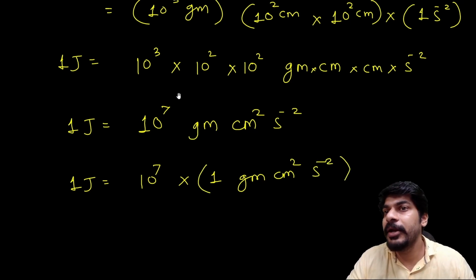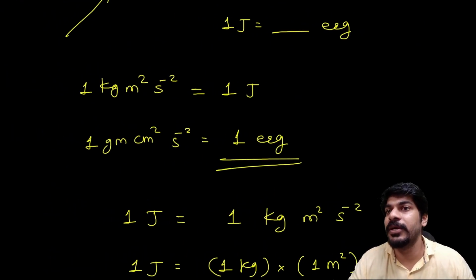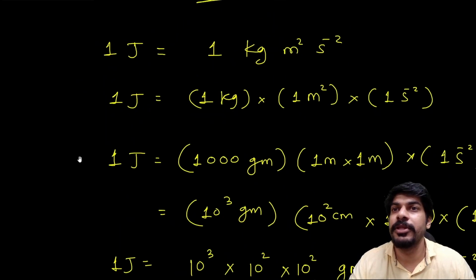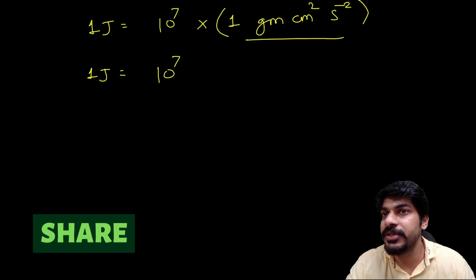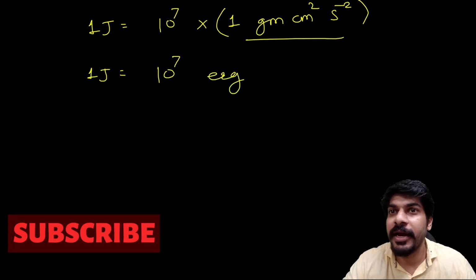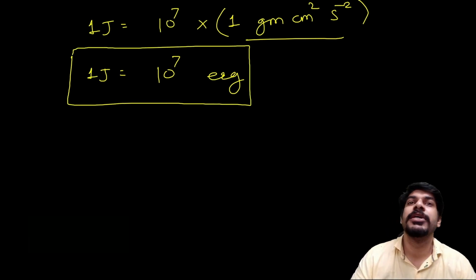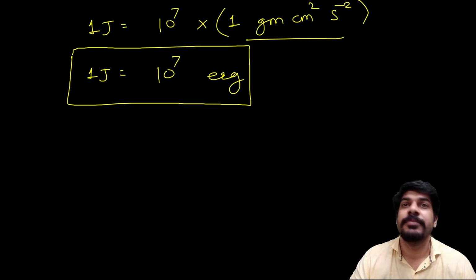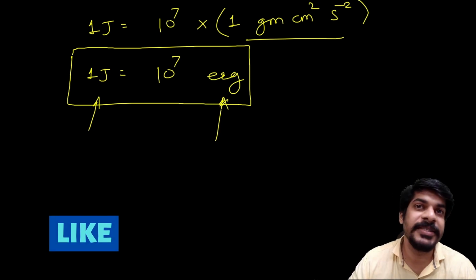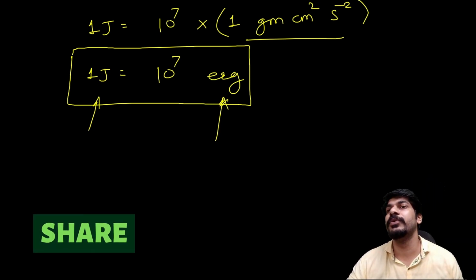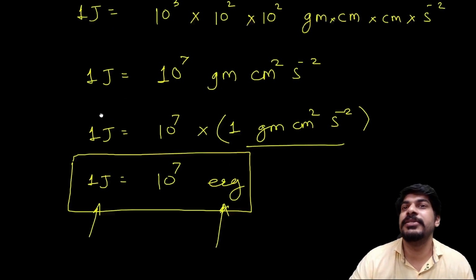Now we know 1 gram centimeter squared second inverse squared is nothing but 1 erg, isn't it? So therefore we can write 1 joule is equal to 10 raised to 7, and this term is nothing but erg. This way we have actually found out the conversion factor between the SI unit of energy and the Cgs unit of energy, that is joule and erg. 1 joule is equal to 10 raised to 7 erg. Okay, so this is the answer to our question.